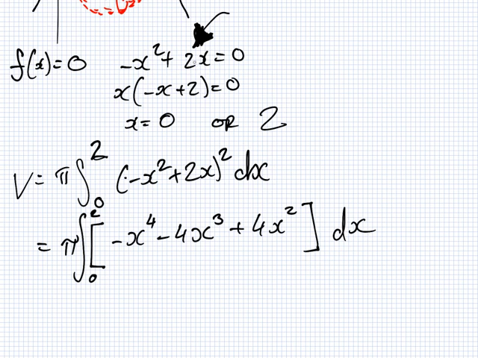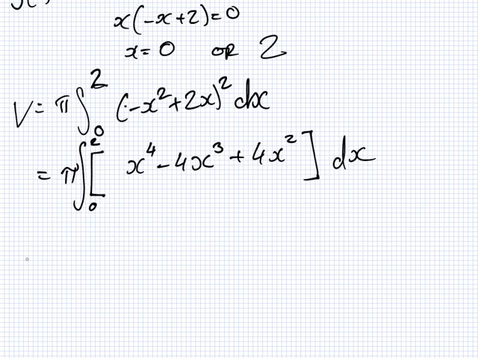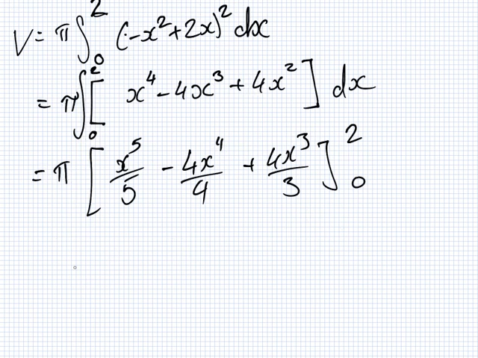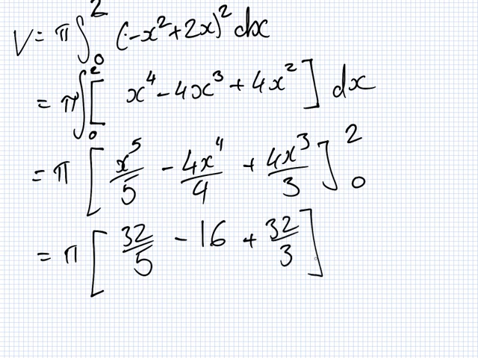You got 0 and 2, did you? Yes. Why'd you get minus x? Sorry, that should be x to the 4 here. Okay, so when we expand, we get this, and now we can integrate. So we get pi times x to the 5 over 5 minus 4x to the 4 over 4 plus 4x cubed over 3, and we put in 2 and 0. Now 0 is not interesting, because when I put in 0, what will I get? Zero. So we just really need to put in the 2. So I have pi times 32 over 5, minus 64 over 4, which is 16, plus 32 over 3.